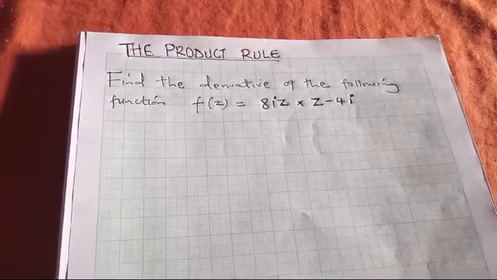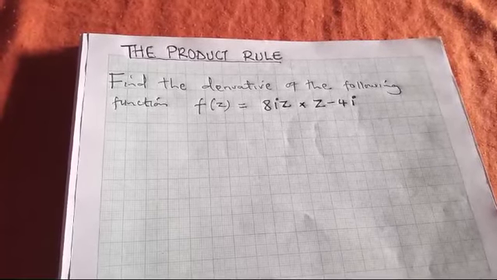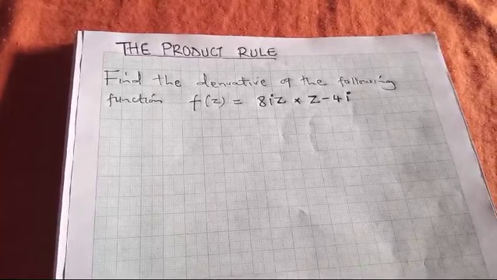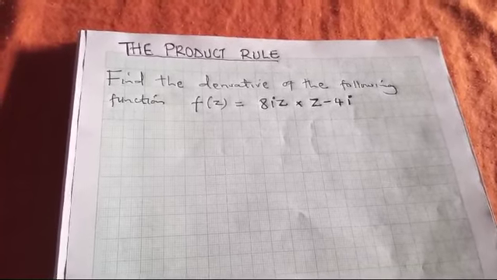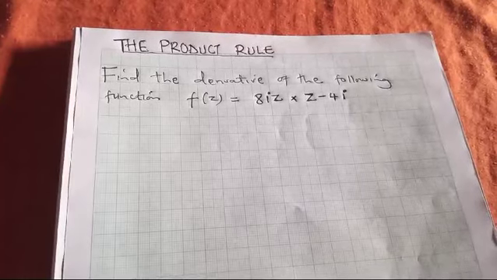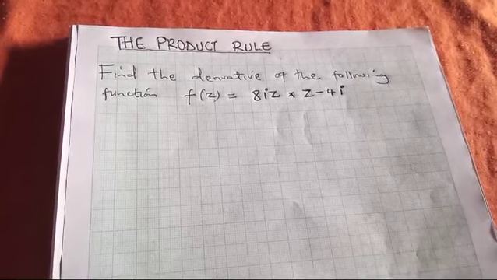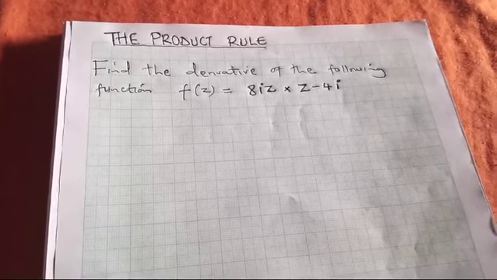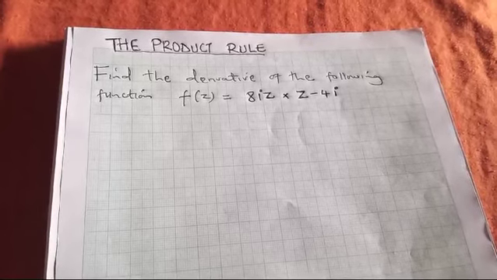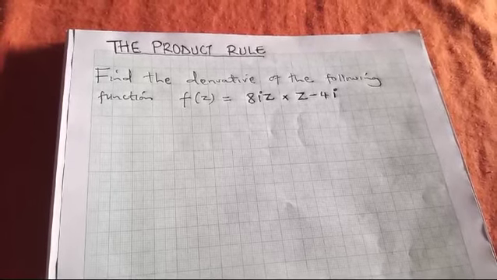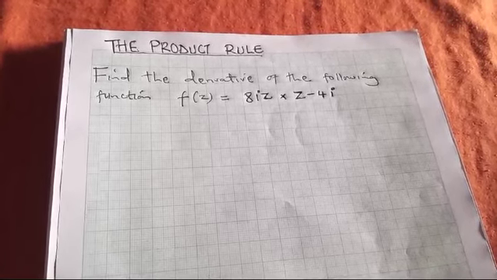We are looking at the product rule of differentiation, and before us is a question that will help us understand that rule in detail. Let us pay attention to this presentation. So we have a question that reads, find the derivative of the following function. F of z is equal to 8iz times (z minus 4i).